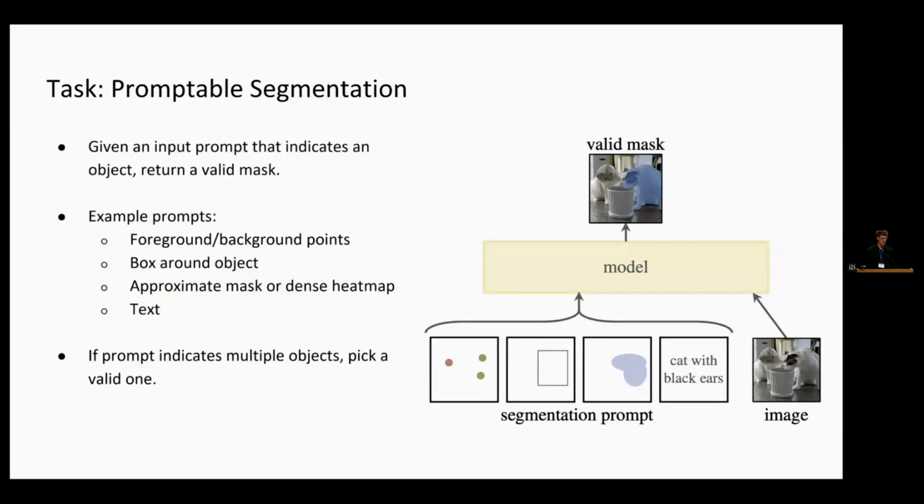To go beyond just the single example and define what we're trying to solve a little more formally, the goal here is to take an input prompt that indicates an object and return some valid mask for an object associated with that input prompt. On the last slide, the input prompt was a point that indicated the object.